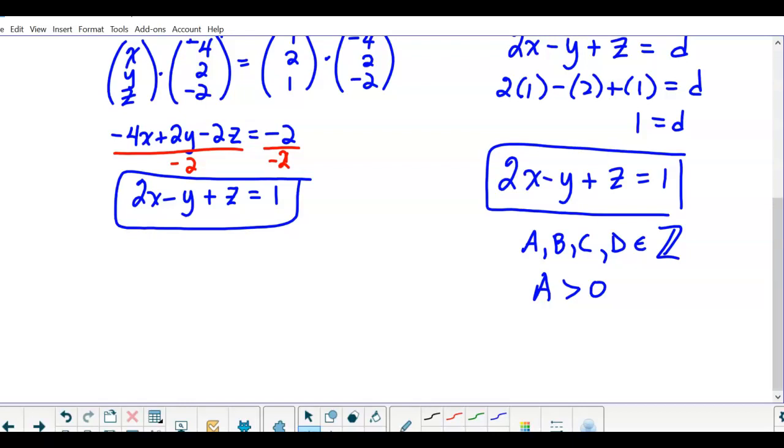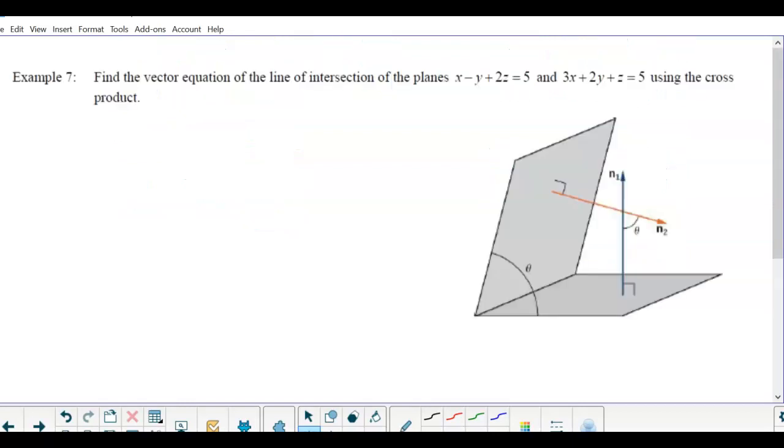Okay, example 7. I added this in here so you can see it a little bit better. So we're finding the equation of the line of intersection using the cross product. Really, the cross product doesn't, in this case, save a whole lot of time in coming up with the equation of this line. But you might have a partial question like this: what is the direction vector of the line of intersection? And that's where using the cross product is helpful. So it says, find the vector equation of the line of intersection of these using the cross product.